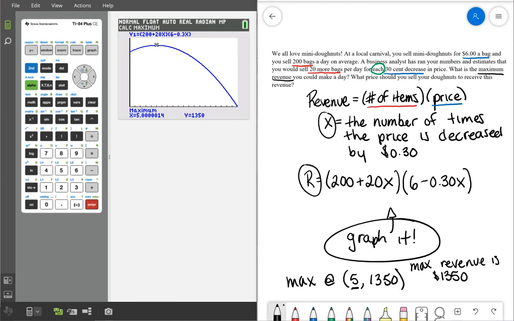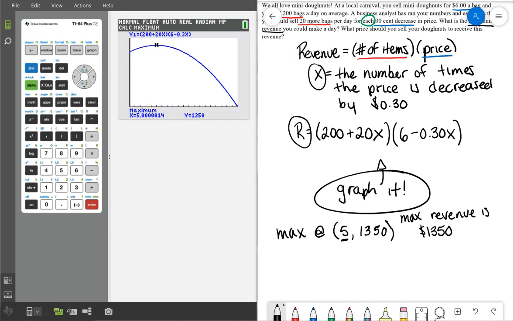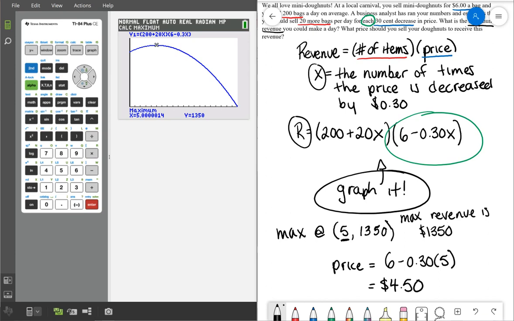Remember, this is where we got to be careful. The price we're selling it at is not 5. Remember that this is X. X is the number of times that we decrease the price by 30 cents. So what we want to do here is figure out what the price is. This is where we got to be careful. When we see that 5, it's not telling us that we are selling it for $5. We are taking the price down by 30 cents 5 times. So this portion of our formula is telling us about the price. So we started at $6, but I'm taking away 30 cents 5 times, and that's going to tell me the price that I should be charging. So when we put that into a calculator, what we get is $4.50. And that is the price.